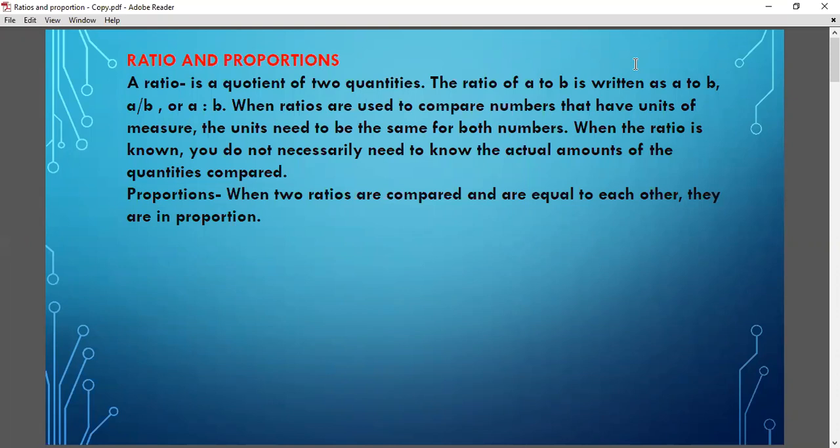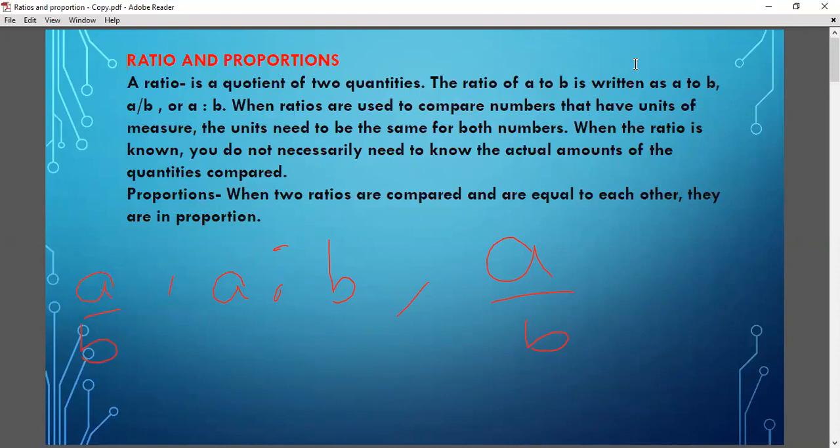Whenever we are talking about ratio, it is simply a comparison of two quantities. To be more precise, a ratio is a quotient of two quantities, and the ratio of A to B is written as A to B. You can also say A is to B, or simply A over B. When ratios are used to compare numbers that have units of measure, the units need to be the same for both numbers. When the ratio is known, you do not necessarily need to know the actual amounts of the quantities compared.